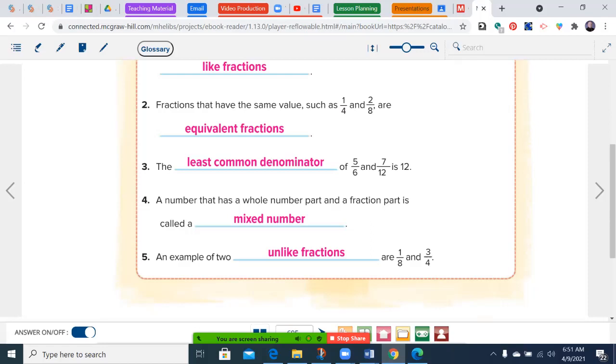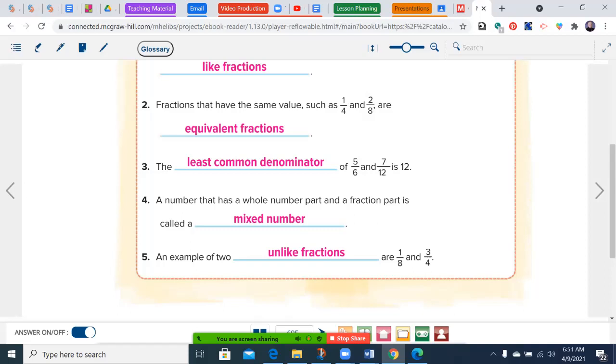The least common denominator of 5/6 and 7/12 is 12. So we talk about least common denominator. We take the two denominators and find the least common multiple of those two denominators. And that number is what we call the least common denominator. In this case, 6 goes into 12 evenly, so 12 was that least common denominator.